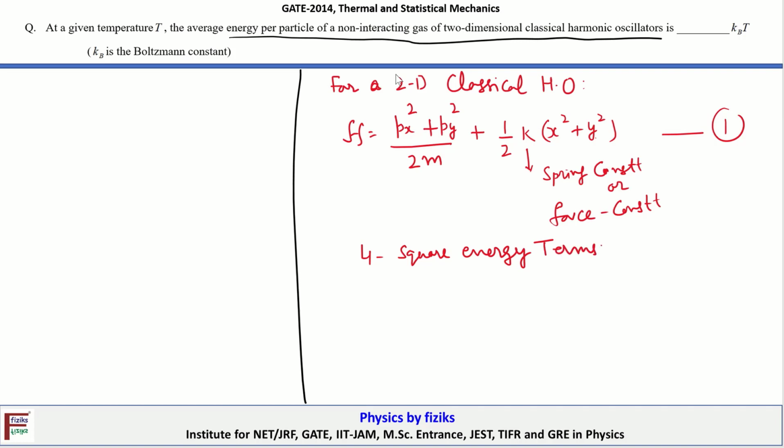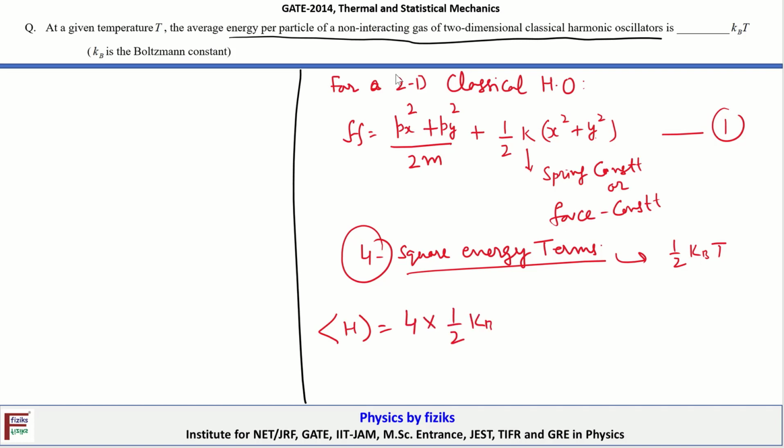Now according to the equipartition theorem, each square energy term contributes to the average energy an amount equal to half kBT. So because we have 4 square energy terms, the average energy of the harmonic oscillator will be 4 multiplied by 1/2 kBT, and that is nothing but 2 kBT. So therefore our answer is 2 kBT.